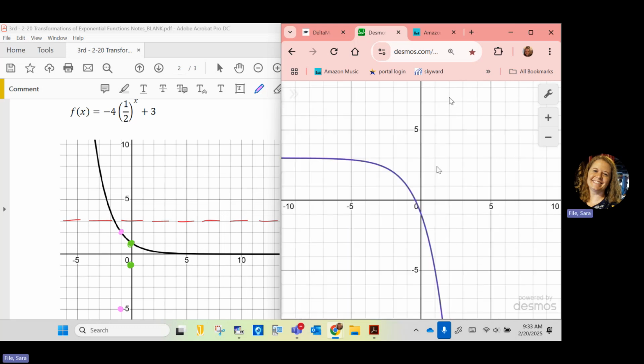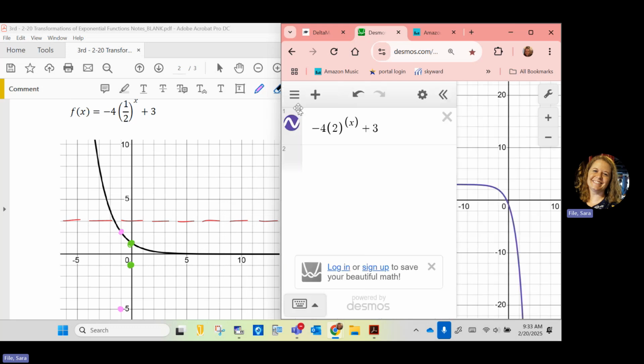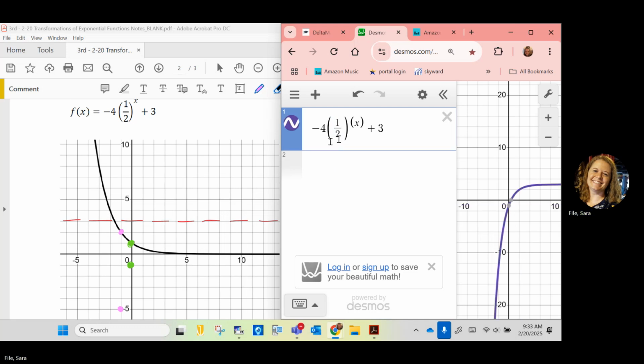Okay, so let's check out here's what the graph is going to end up. Oops, did I type that in right? Oh, nope, I need to change my base. I was like, that does not look like what I'm graphing. There we go. Base is 1/2. Okay, so now this looks like what I'm graphing over here.